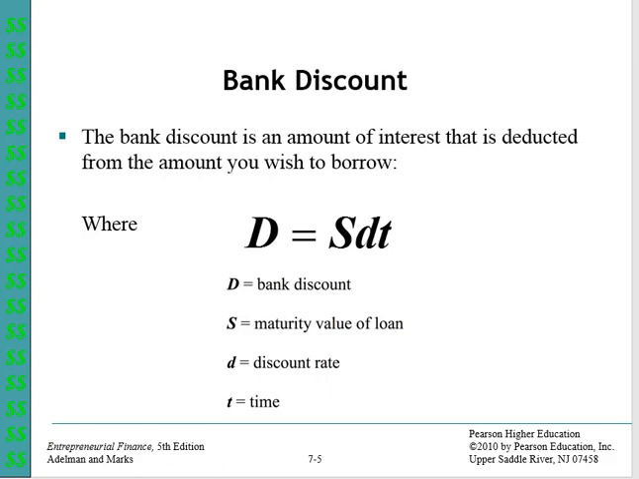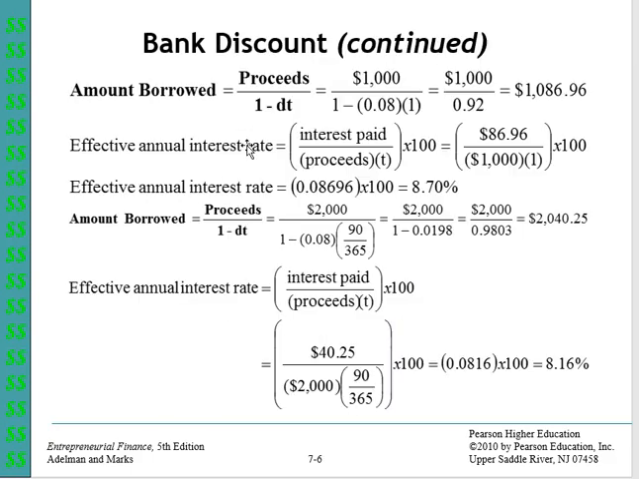Well, let's just say it's an 8% loan for $3,000. So the discount is 3,000 times 8% times 1. That's $240. So the discount is $240, and you would actually receive $2,760.